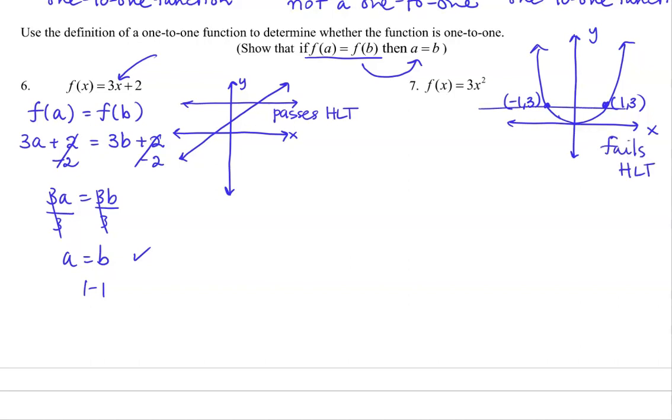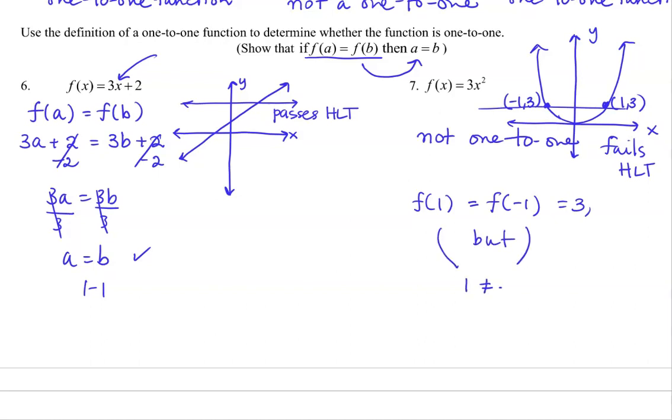So we are able to show that this function is not one-to-one by showing that f of 1 is equal to f of -1, because both of these are equal to 3, but these x values are not equal. And because this is happening, that function is not one-to-one.